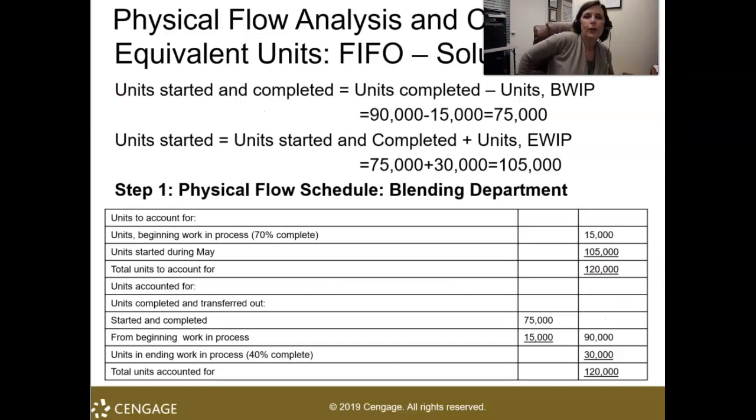So just like with our first example, we start off with units started and completed. So we finished 90,000 units. Of those 90,000 units, 15,000 of those were already in our beginning inventory at the beginning of the period. So if we subtract those, we get 75,000 units that we both started and finished during that period. So then we need to figure out, well, what did we start? We started and completed 75,000 units, and we had 30,000 units in our ending inventory. So we started 105,000 units during that period.